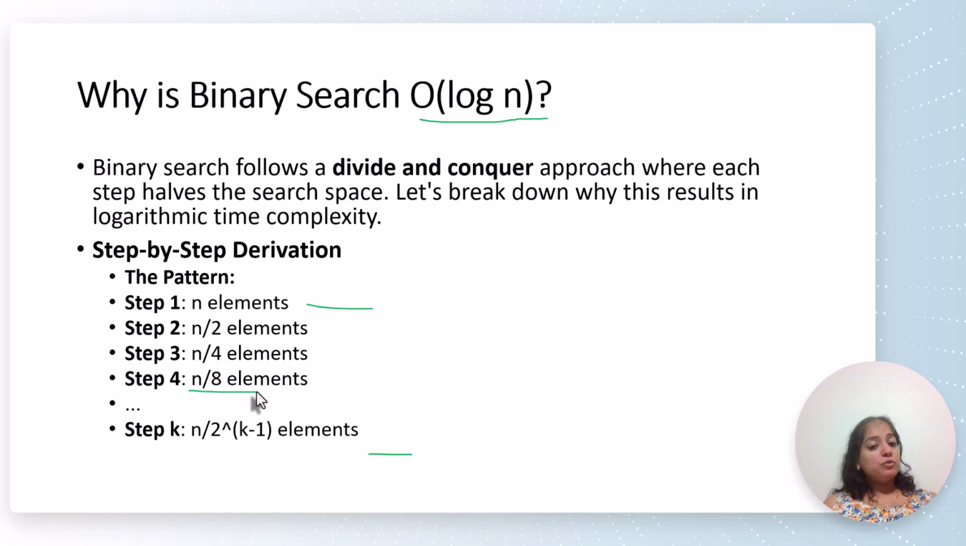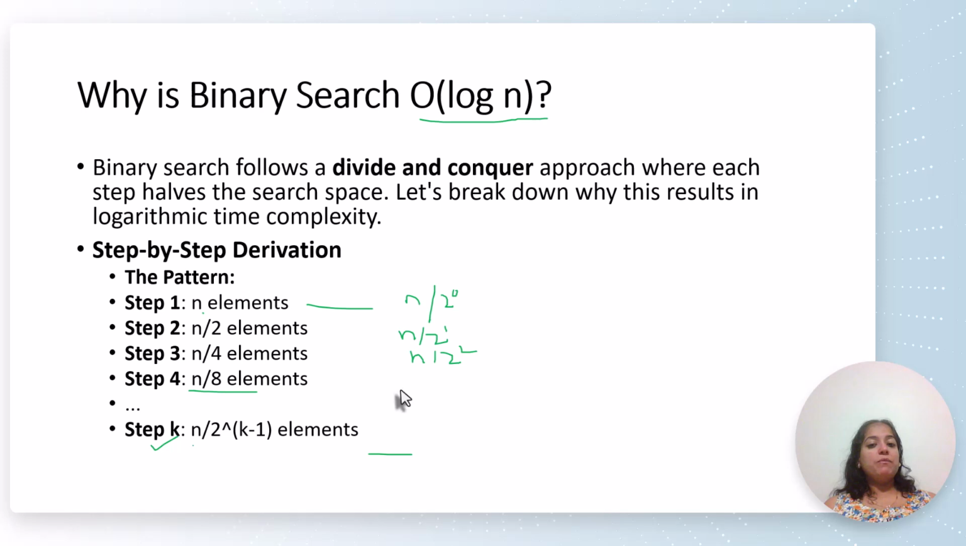and so on, till it goes up to the kth step. How many elements will be there? n over 2 raised to the power k minus 1. If you see here, n over 2 raised to the power 0, n over 2 raised to the power 1, n over 2 raised to the power 2.